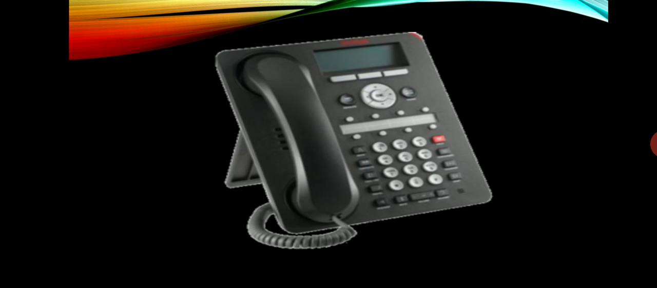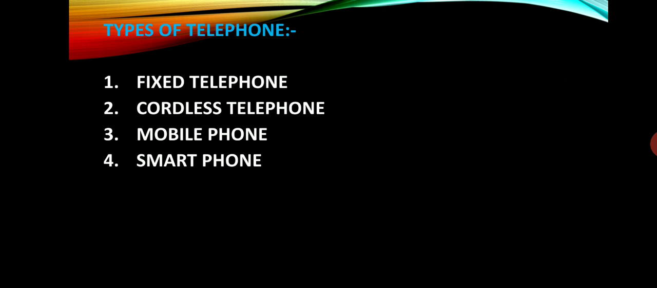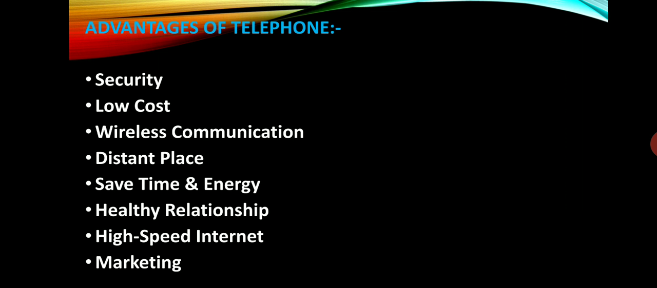Here is the image of telephone. There are types of telephone: fixed telephone, cordless telephone, mobile phone and smartphone. There are advantages of telephone. The first one is security. Telephone is highly secured. Means when we are going to share important data, that can be easily shifted from one person to another person.